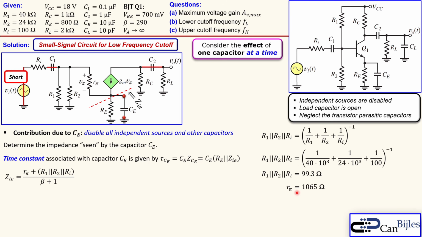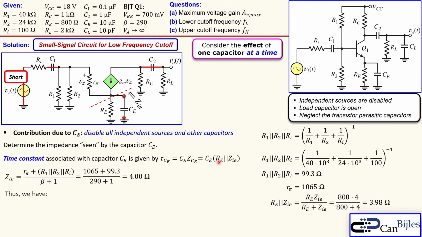Now we can also use this R pi of 1065 ohms, because that's also what we need to use here. So the ZIE is very close to 4 ohms. That will be in parallel with this RE, which is in this case 800. Taking that together, it is very close to 3.98 ohms. So just a small decrease compared to the ZIE. Now taking this together, we can calculate the time constant. So 10 to the power minus 5, because that's the ZE, times 10 microfarads, and that is 0.0398 milliseconds.